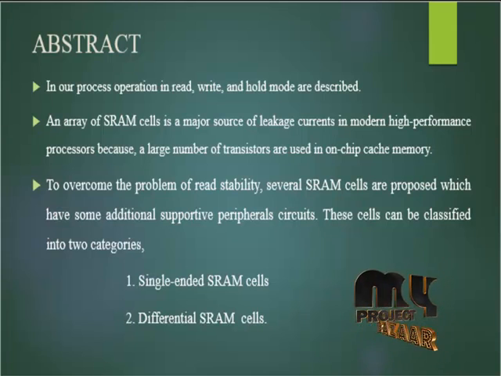To achieve a main low power SRAM cell, the differential structure is used at the same time with higher read current and lower leakage current. In our project, the stability of several low power 8T SRAM cells is proposed, which have some additional supportive peripheral circuits. We classify them into categories of single-ended SRAM cells and differential SRAM cells.